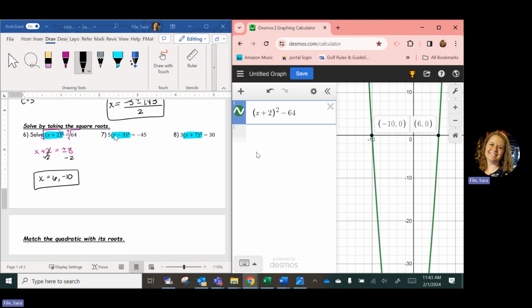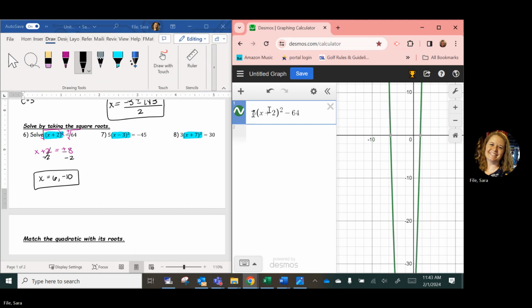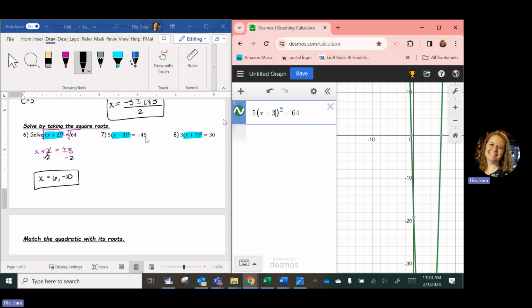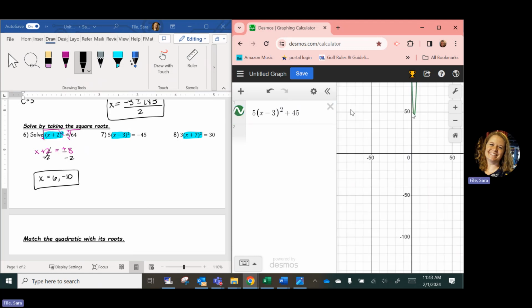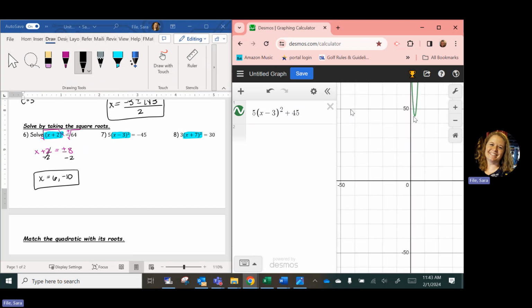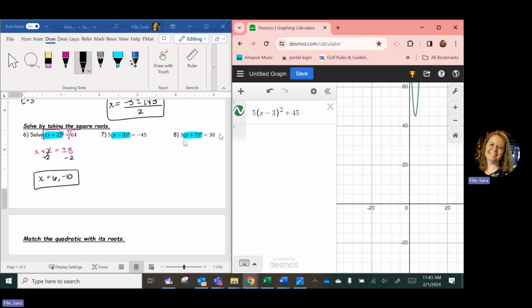Okay, so same thing on 7. If I were to type this one in, I would have 5 times x minus 3 squared, and then that minus 45 would have to come over here. It would become plus 45. Okay, zoom out. Ooh, that one's imaginary, so I can't actually solve this one graphing. So let's go back to the board over here and try solving by hand.